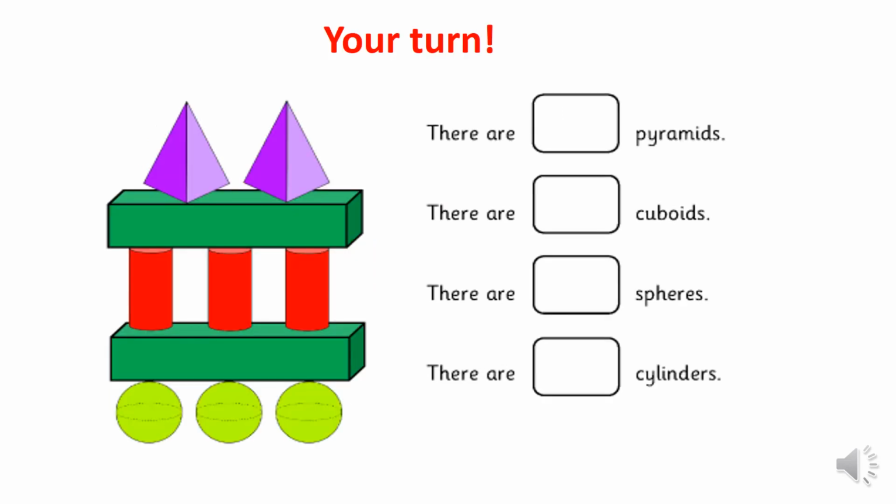So now it's your turn. I want you to pause the video and I want you to count the different shapes that you can see. So you're looking for pyramids, you're looking for cuboids, you're looking for spheres, and you're looking for cylinders.